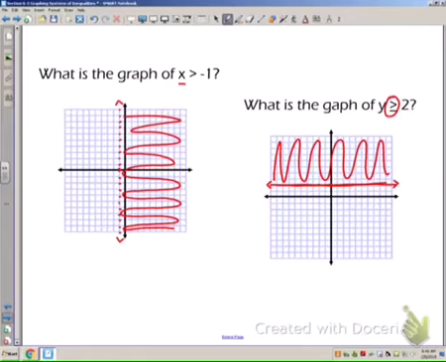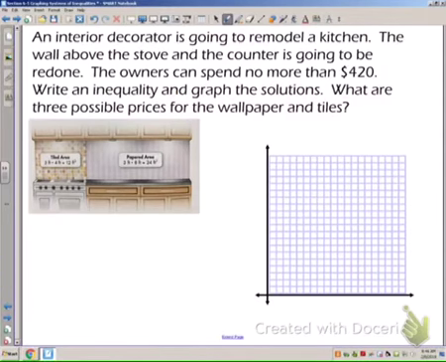Okay, so let's try the real world problem here. An interior decorator is going to remodel a kitchen. The wall above the stove and the counter is going to be redone. The owners can spend no more than $420. So it'd be nice if they spent less, right? We know they want no more than $420. So $420 is the most that they can have, or it could be exactly $420, but it cannot be more than the $420. So write an inequality and graph the solutions. What are 3 possible prices for the wallpaper and tile?